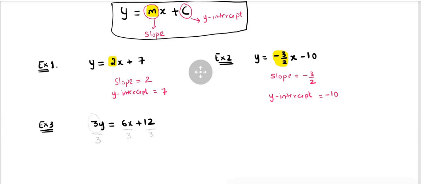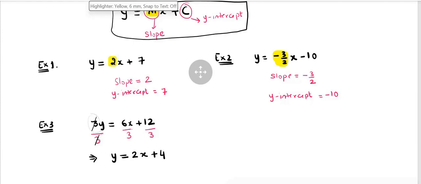Once we divide both sides by 3, the 3 gets cancelled with this 3. We get y equal 6 divided by 3 gives you 2x plus 12 divided by 3 gives you 4. Now, this is the standard form of equation of line in the slope and intercept form. So from here we can say that the slope of this line is the coefficient of x, which is 2, and the y-intercept is 4.